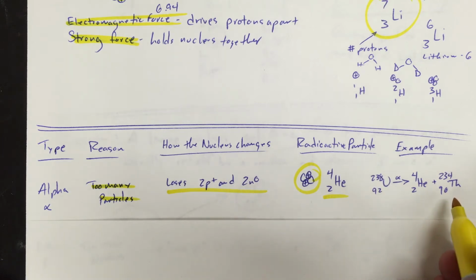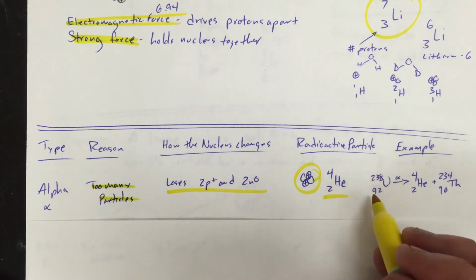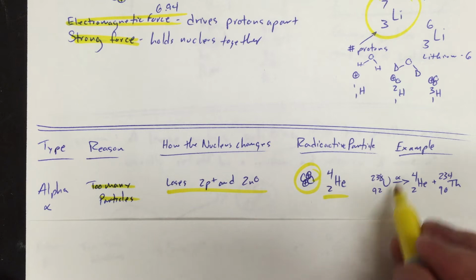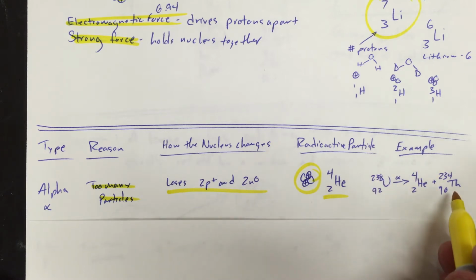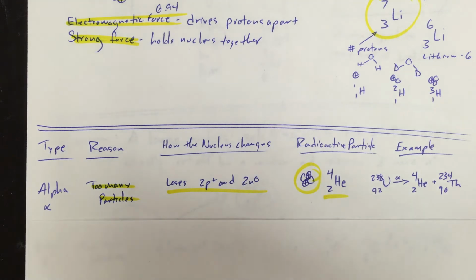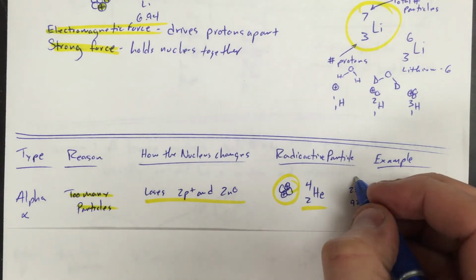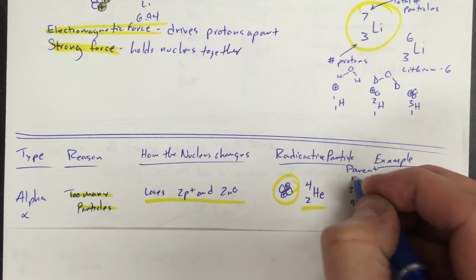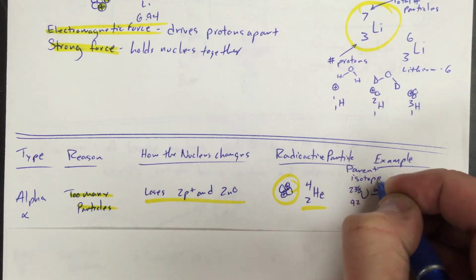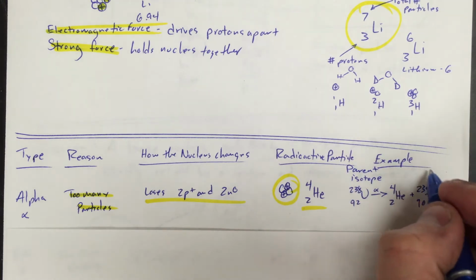So here's an example of alpha decay. A uranium nucleus, which is extremely large, too large to be stable, spits out a helium nucleus, which is an alpha particle, and what's left over is a thorium nucleus. It's thorium because it has only 90 protons left. In this reaction right here, this is called the parent isotope. This is the radioactive particle, and this is called the daughter isotope.